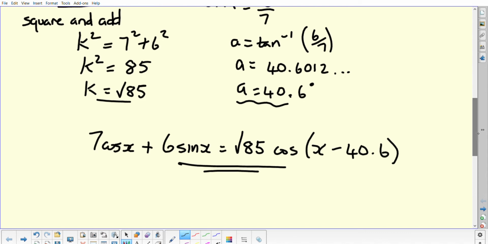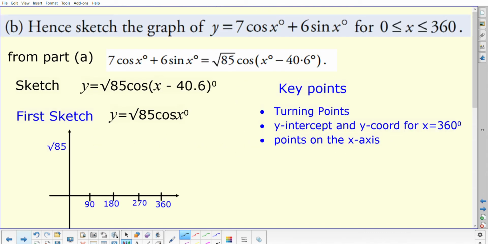Now, the next part, part B, is the bit we've not really been doing, but this is asking you to sketch the graph of this expression.